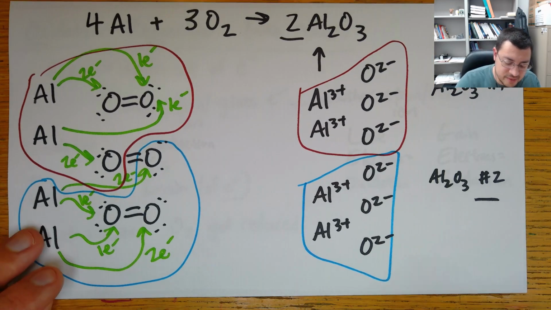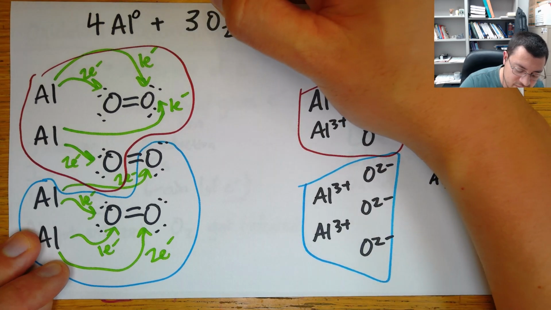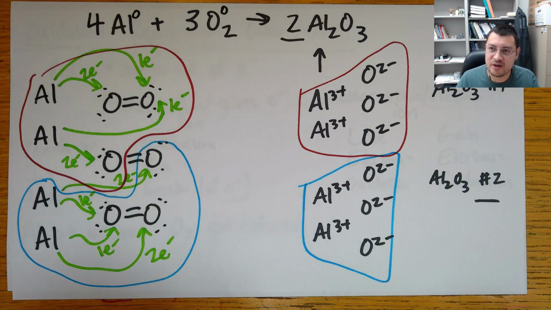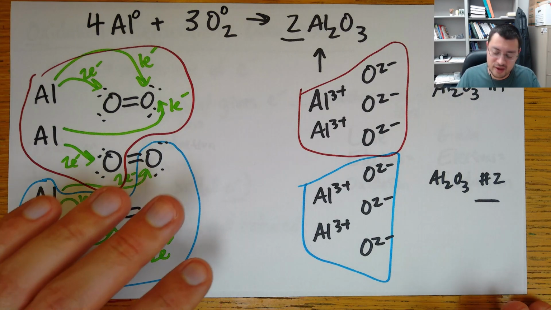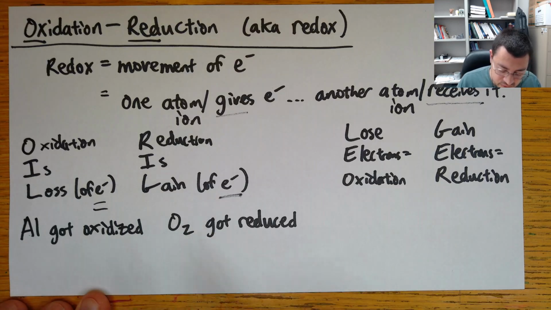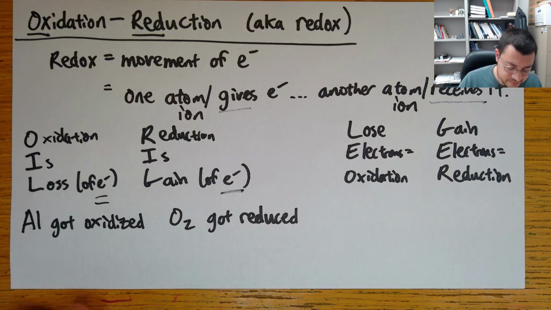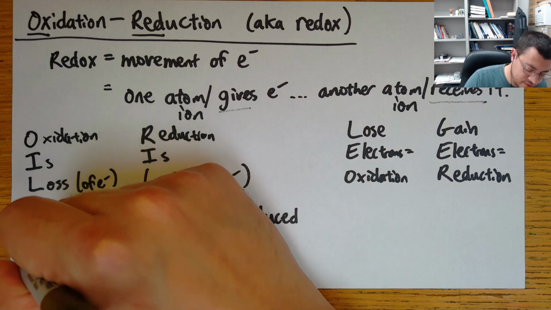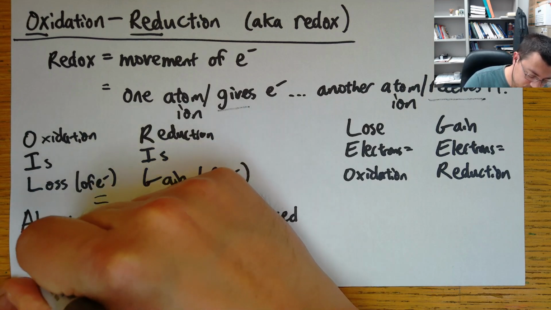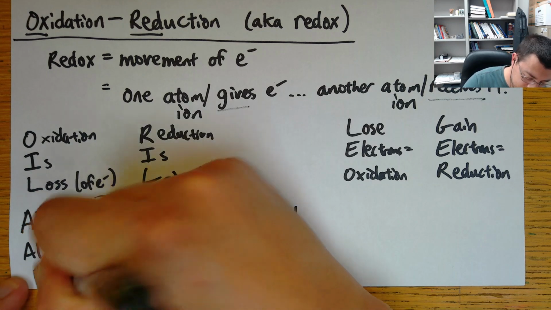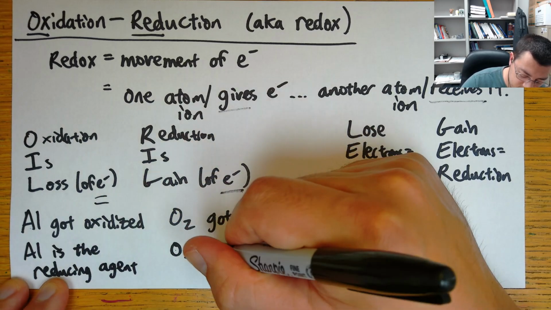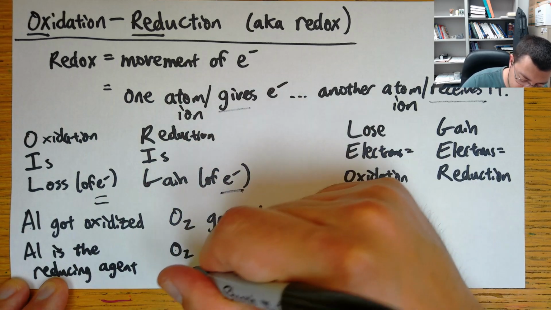Some people will even put zeros above in the top right of their elements as charges, just to remind themselves that they're neutral. Feel free to do that if that helps you. All right, so aluminum got oxidized, O2 got reduced. So now I'm going to write this. Aluminum is the reducing agent, and oxygen is the oxidizing agent.